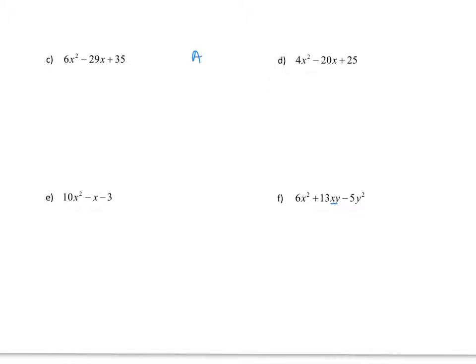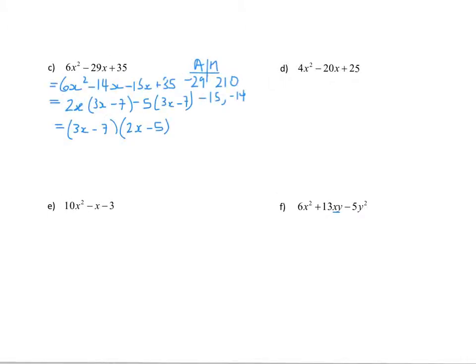Okay, looking for two numbers that are going to add to negative 29 and multiply to 35 times 6. That's 210. Eek, that's a pretty big number. Okay. I found my two numbers to be negative 15 and negative 14, and I put the 14 and the 6 together to take out a 2, and the 15 and the 35 together to take out a negative 5. So hopefully that one makes sense.